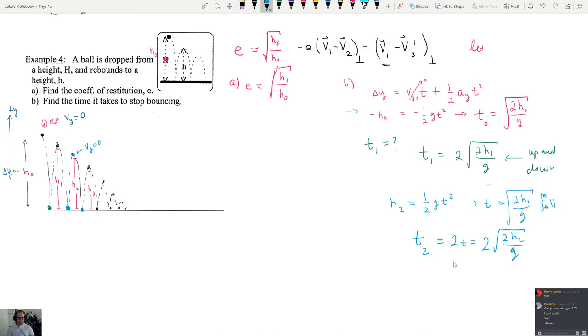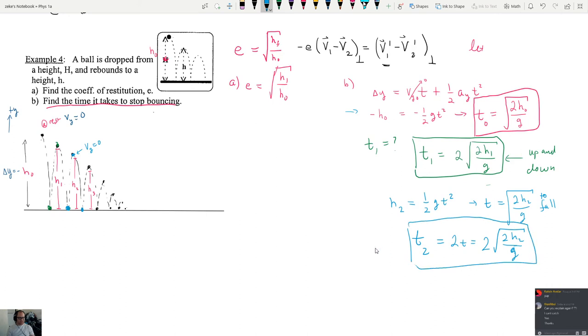Okay. So, let's just kind of circle what we've done here. This is the time for the first fall, right? Now, why do I care about the time? Well, we're trying to find the time it takes to stop bouncing, right? That's the time it takes for the first fall. This is the time it takes to go up and down again for the second bounce. And then this is the time that it takes to go up and down again for the third bounce, right?